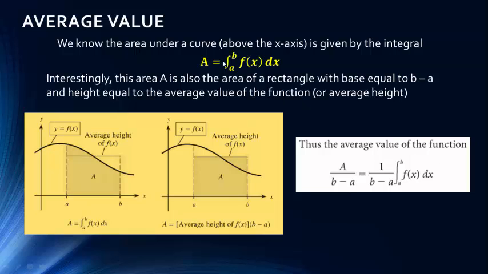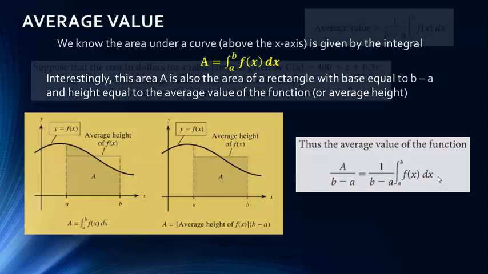Well, remember, the area is this function here. Well, 1 over b minus a is a constant, so we can pull this outside. So the average value of a function is 1 over b minus a, or 1 over the distance between a and b on the x-axis, right? The difference in x's, times the integral, which is the area function, from a to b of f of x dx.